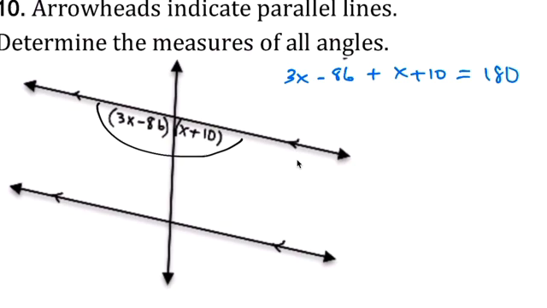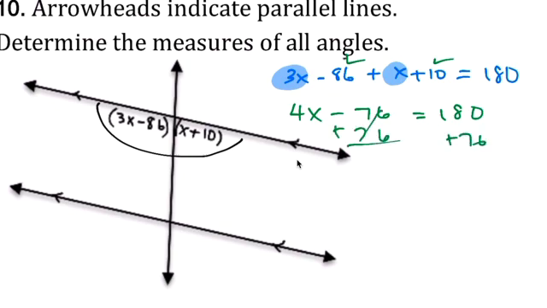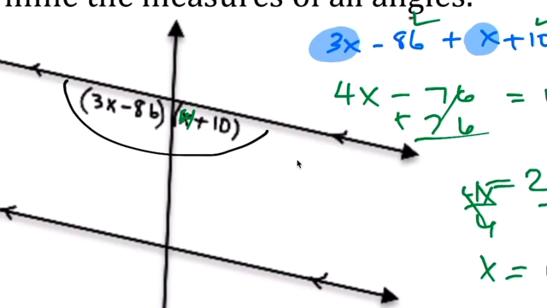Okay, and then you go ahead and combine these together. You get 4x minus, combine these together, 76 equals 180. Add 76 to both sides. Okay, you get 4x equals 256. Divide by 4, divide by 4. X equals 64 degrees, 64.